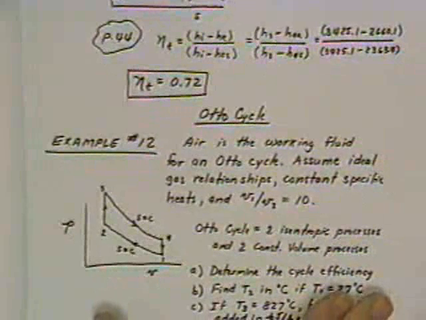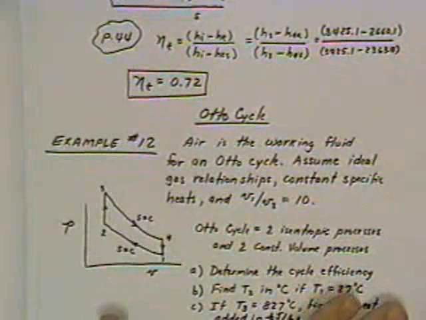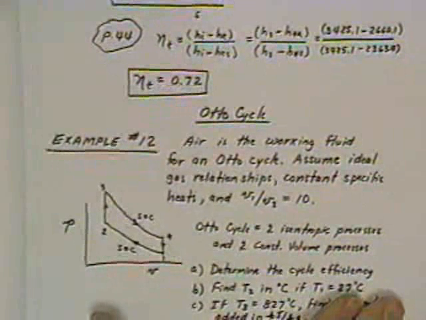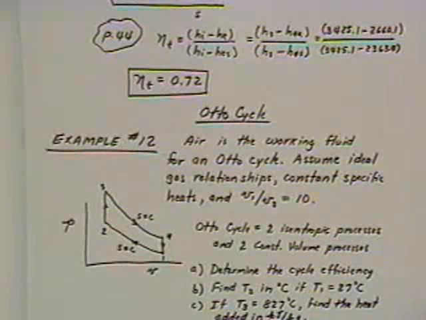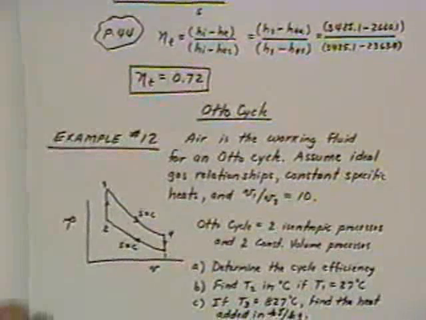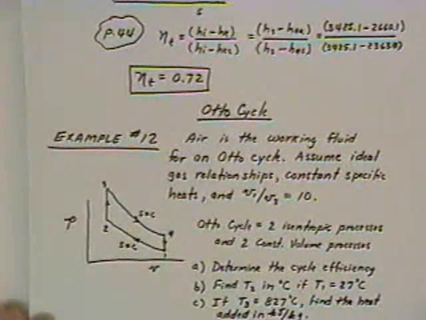We've got air as the working fluid for an Otto cycle. We want to assume ideal gas relationships, constant specific heats, and a compression ratio of V1 over V2 equal to 10. Now, I've sketched in the Otto cycle here, the four parts of the Otto cycle, the four processes.